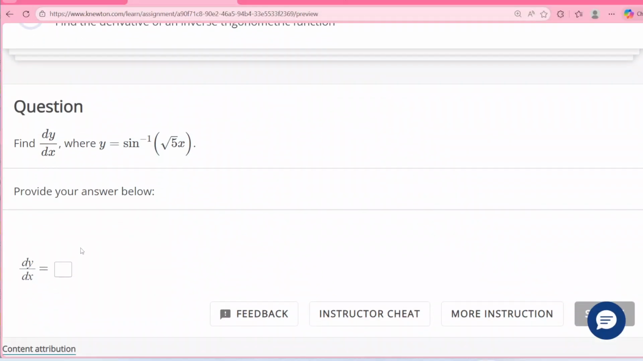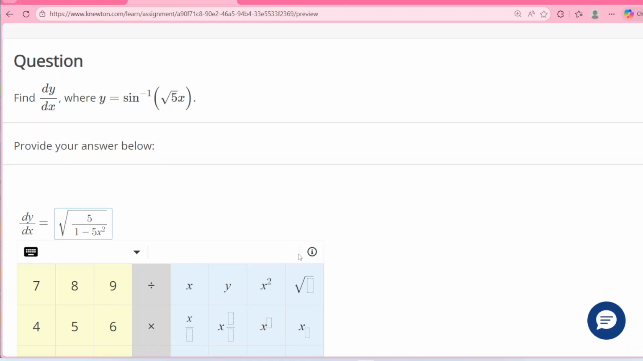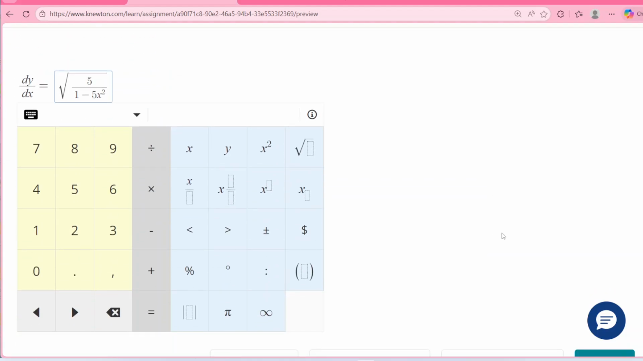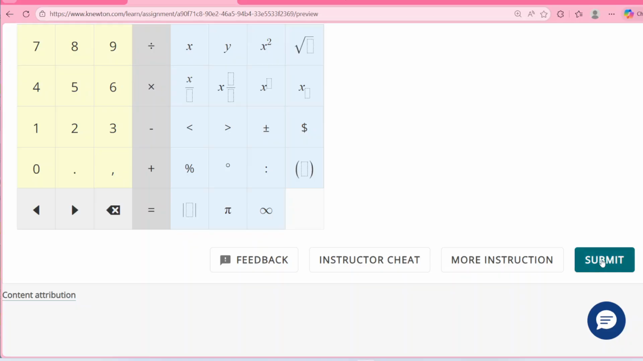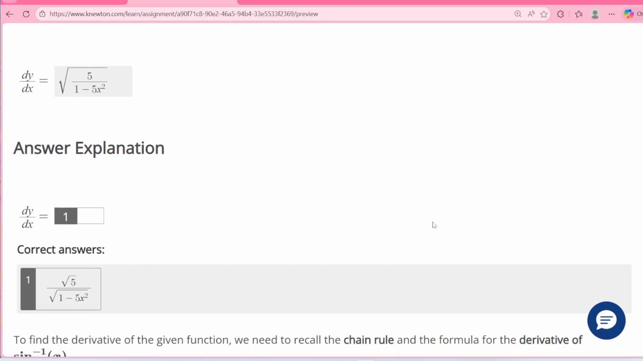And that's all they're asking for, right? What would be the derivative function? So I'll just do that big square root, 5 in the numerator, and then divided by 1 minus 5x squared in the denominator. As long as what you type in is equivalent to the correct answer, it should take it. Yeah, so you see they had it the way I originally wrote it.